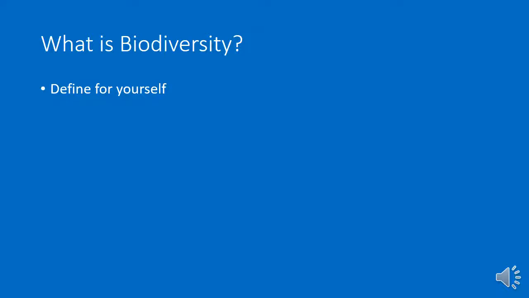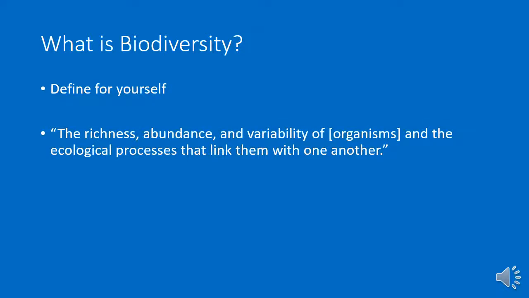So for yourself, come up with some definitions. What to you, when you hear that term or that phrase, what does that mean? Okay, so the textbook definition for biodiversity is the richness, abundance, and variability of organisms and the ecological processes that link them to one another. So this is a pretty complex thing, this biodiversity. That's what we're going to spend the rest of this chapter talking about.